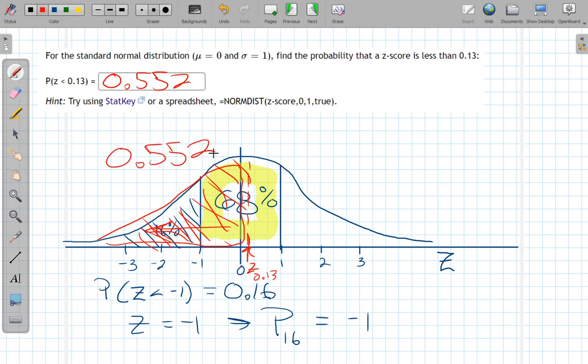Okay. So I kind of did a rough guess by thinking about the empirical rule, and also just a reminder of how z-scores and percents relate on a normal distribution.